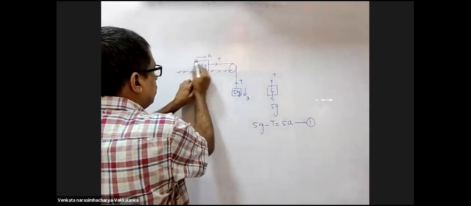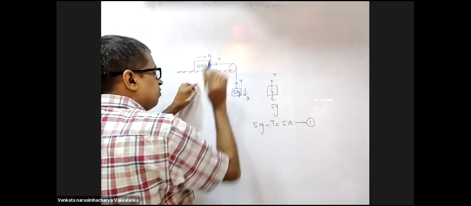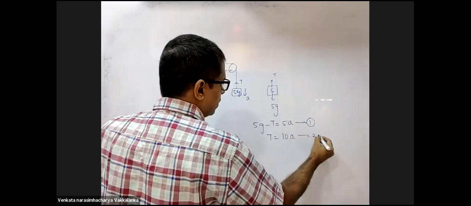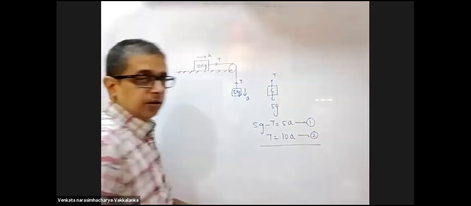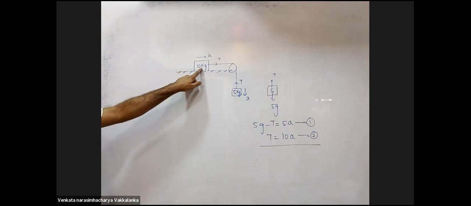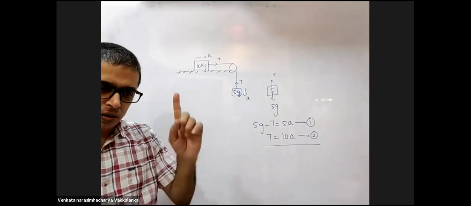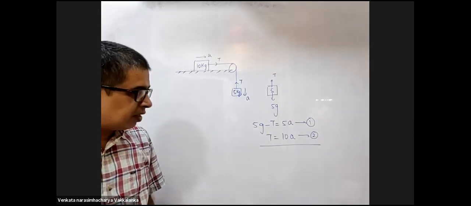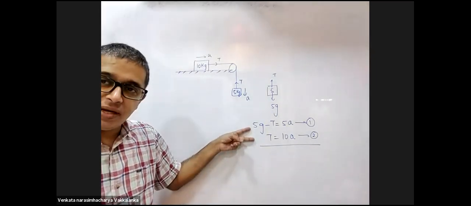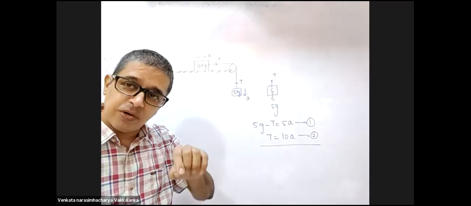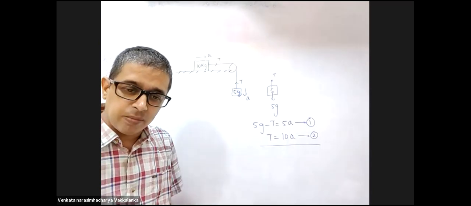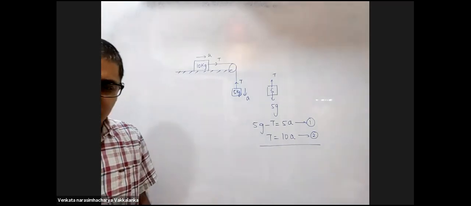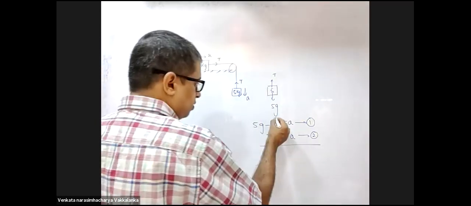Second equation, horizontal forces on the 10 kg block, there is only one force called tension, T is 10 into A. Before I start simplification, I will verify if the number of equations is equal to the number of variables. Two equations and two variables.